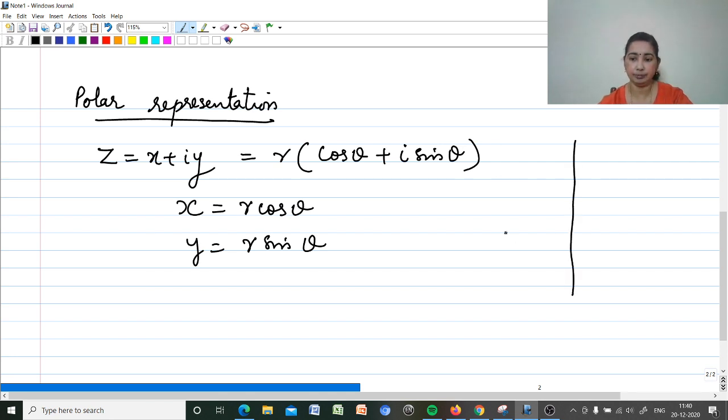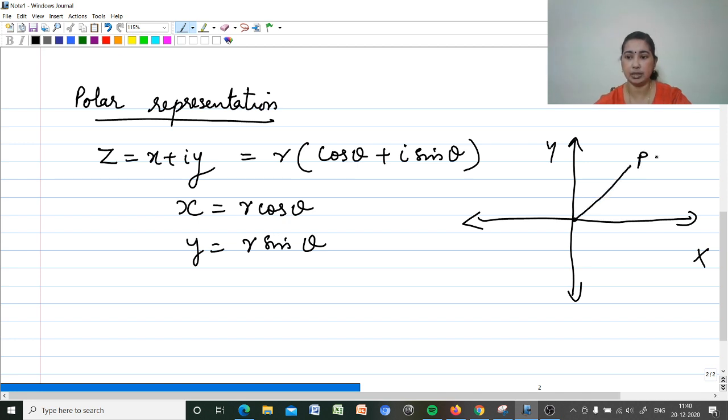Here, this is the x axis and y axis. This is the origin, a point P, and this is the complex number z. This is the distance, which we can write as root of x square plus y square, the same as mod z, and this is the angle theta.